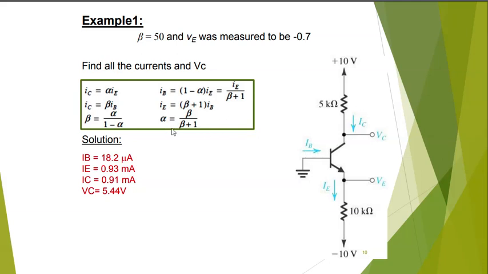If you know IE and you know beta, you can find IB and IC. You remember this, right? You know IE and you have beta, so you can find IB. Also you know IE and you have beta, so you can have alpha, so you can have IC. And if you have the current here, you can find the voltage here as well, so you can find VCE as well. So try to do it yourself and make sure that you get these values.